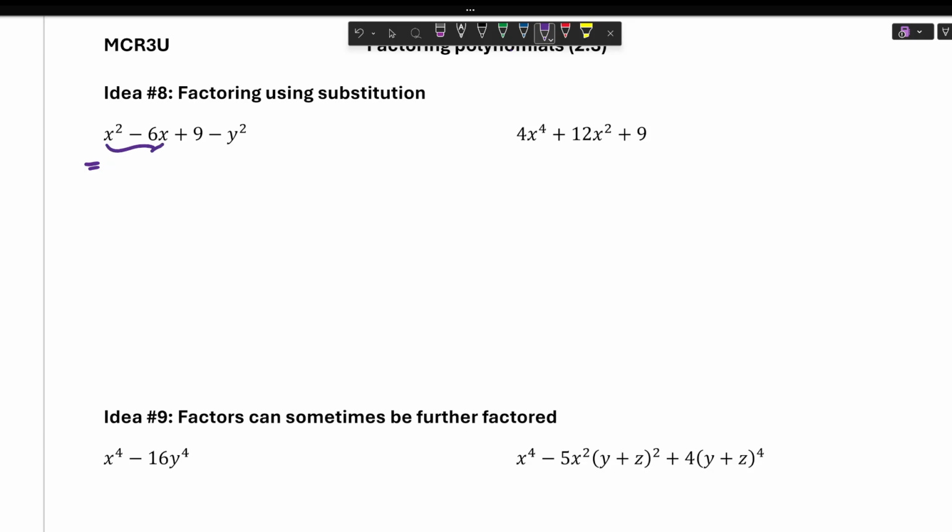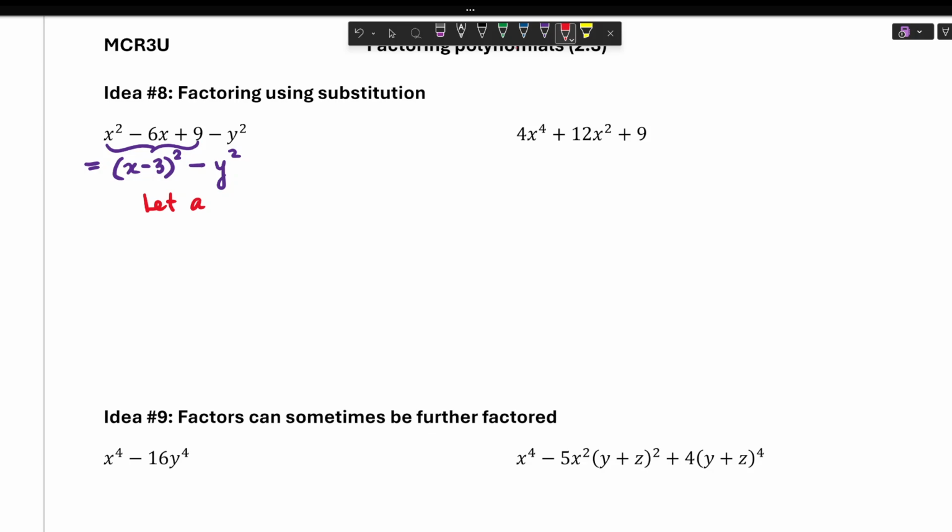But what you might notice is that this at least can be factored. You can convince yourself that that's going to be x minus 3 squared. Now that we've recognized that, we can see, hey, this is a difference of squares. Okay, if it's hard to see for you, let's do a quick substitution. Everything I'm writing in red here is going to be optional.